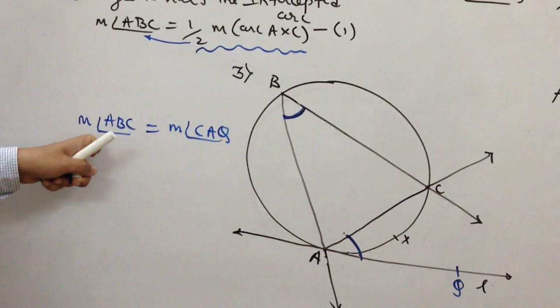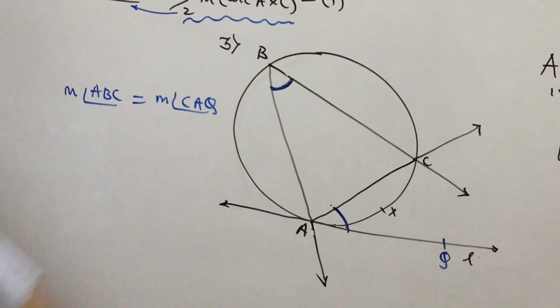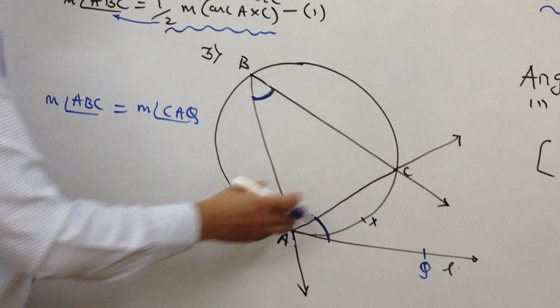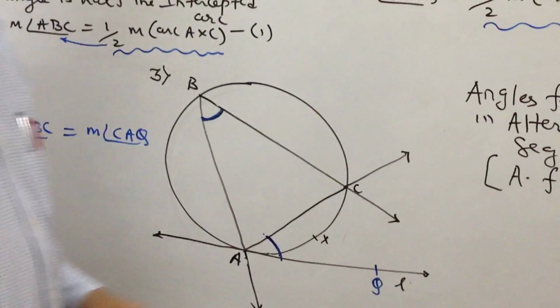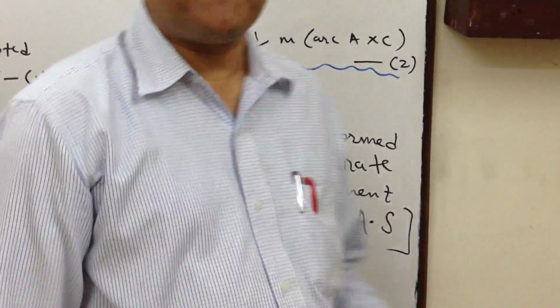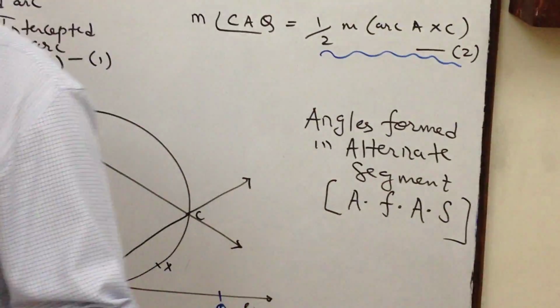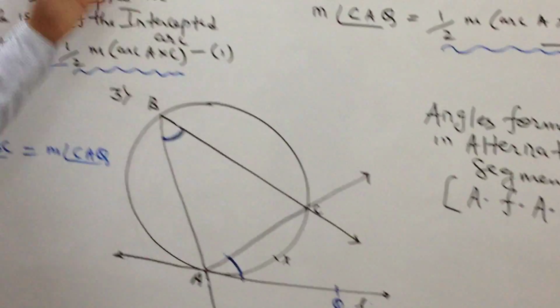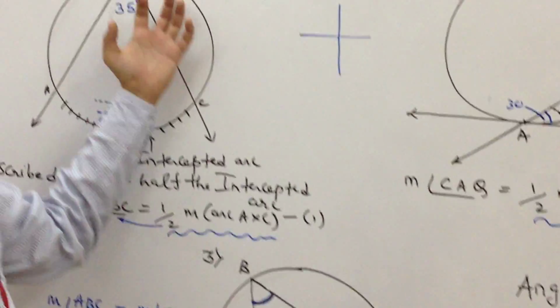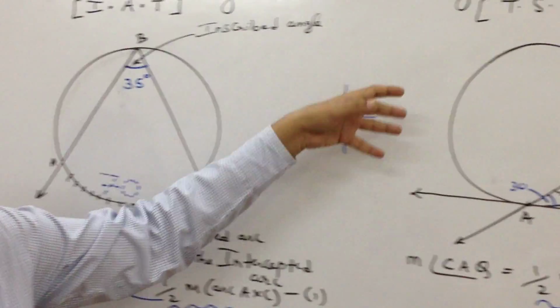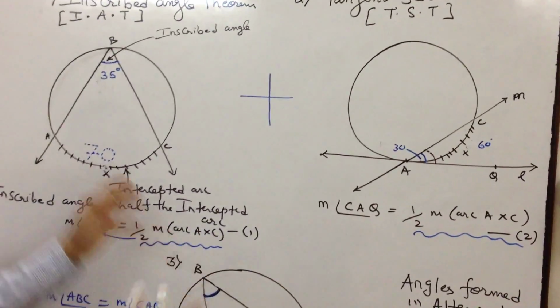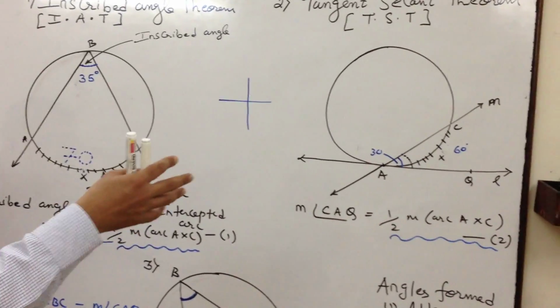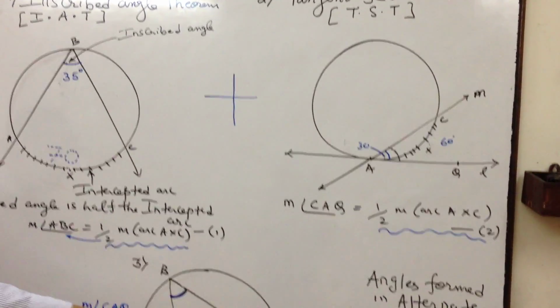So now we have measure angle ABC is equal to measure angle CAQ, and I from my side say this is nothing but AFAS. So what's AFAS? AFAS is nothing but angles formed in an alternate segment. And how have we derived that? We have understood the inscribed angle theorem, IAT. We have understood what TST is. We have got the relation between IAT and TST. In order to obtain this, I said let's club them together, let's merge them together, and we obtain a new diagram.